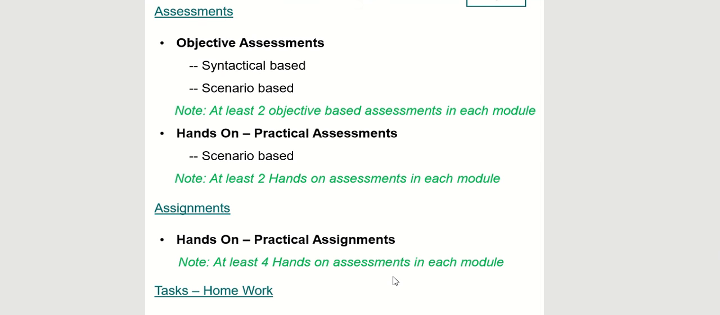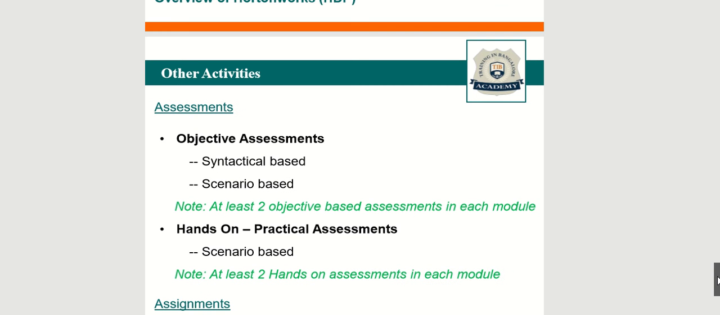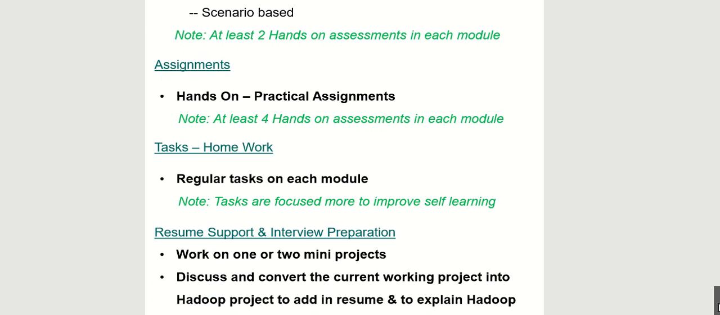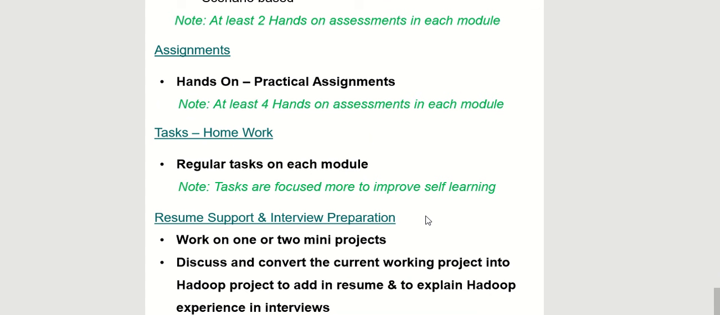I would be giving lots of assignments, at least 4 or 5 hands-on assignments on each module. Basically the assignments would be objective-based and hands-on. You would also get syntax-based assessments and scenario-based assessments. And apart from assignments and assessments, it is very important that you do a lot of regular homework and tasks. Obviously these tasks are focused more on improving your self-learning.